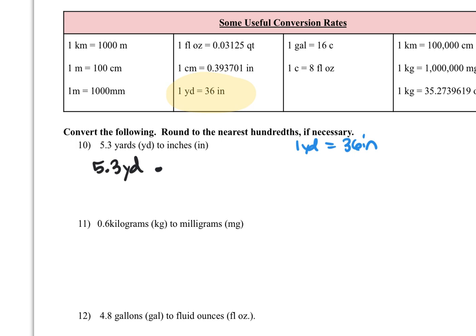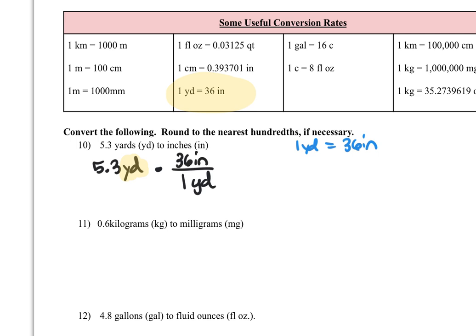Now which one do we write on top? Which one do we write on bottom, right? A rate is represented like a fraction. Here's how you know. If this is yards, then when I write my conversion rate, I'm putting that yard on the bottom. So 1 yard goes on the bottom. That means my 36 inches go on top.